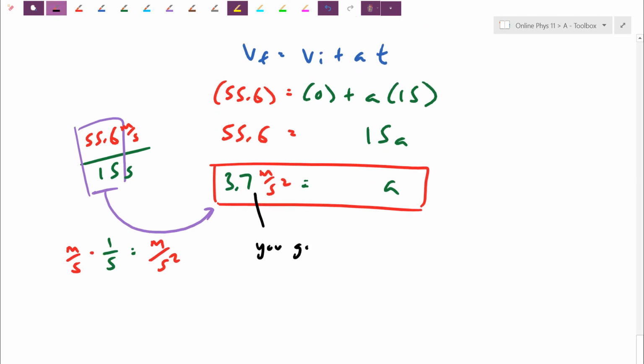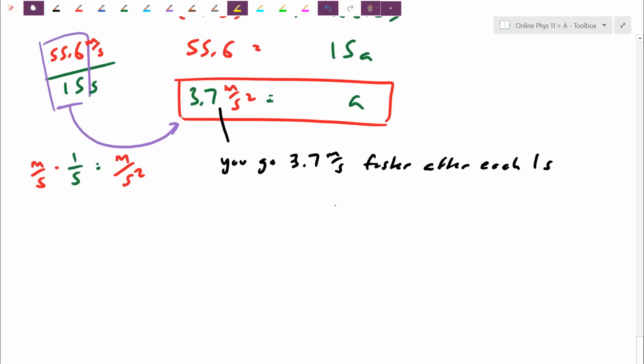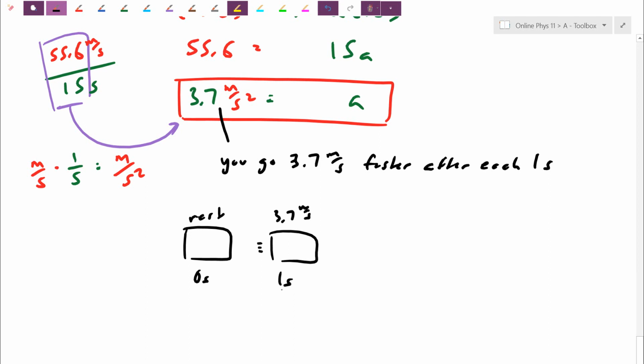Let me just translate in words for you here. You go 3.7 meter per second. One of those seconds is just part of the speed. You go 3.7 meter per second faster after each 1 second. So let me just draw you a quick picture of this one here. We know we were at rest. That's 0 seconds. At 1 second, we're a little bit faster. We're now going 3.7 meter per second. One second later, at 2 seconds, we're now traveling 3.7 faster than that. What is that? 7.4 meter per second at 2 seconds.